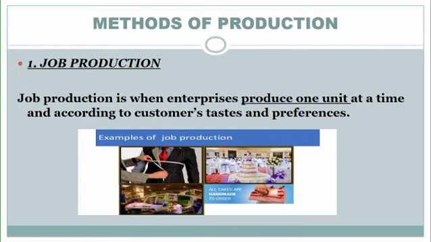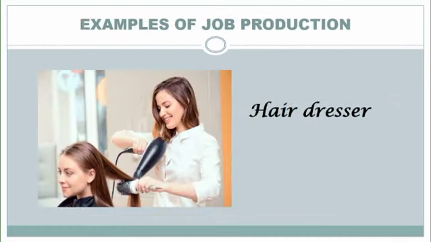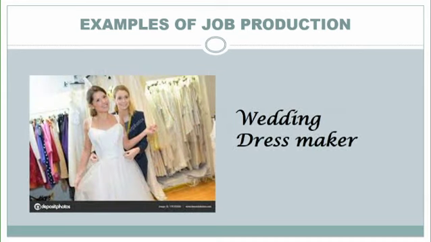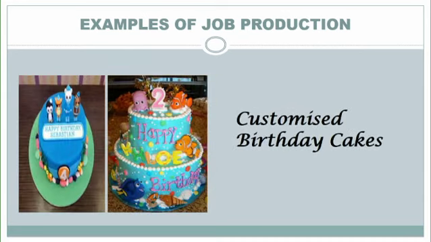The first method of production is job production. Job production is when enterprises produce one unit at a time. The product is made according to the customer's taste and preferences. Examples of job production are hairdresser, wedding dressmaker, and customized birthday cakes.